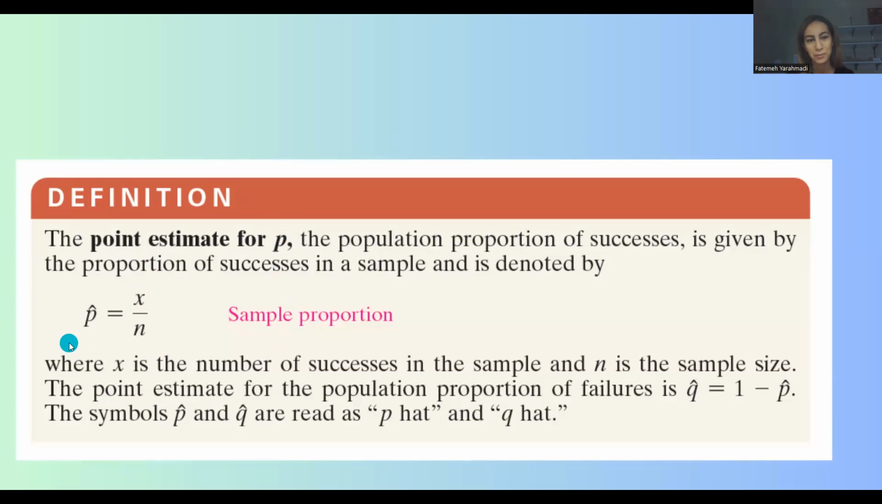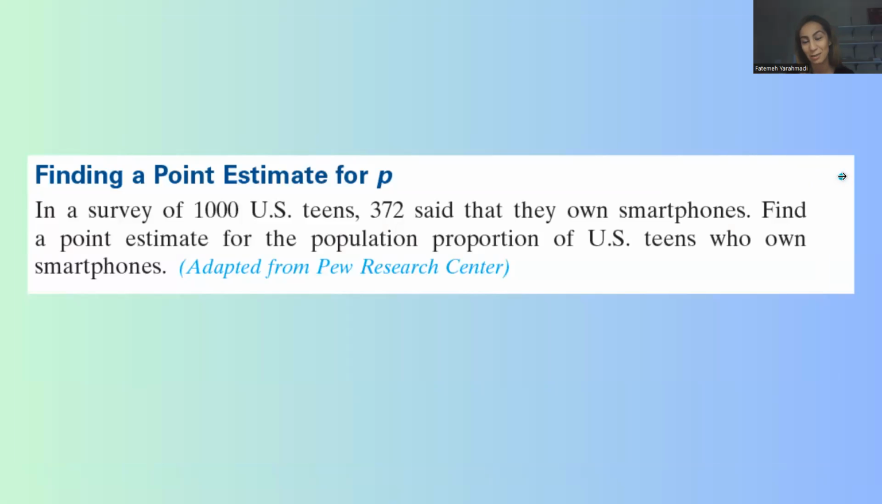X divided by N. X is the number of successes or the number of yeses in that sample, and N is your sample size. The complement of P hat is Q hat, for the proportion of failures, which is 100% minus P hat, or 1 minus P hat. So now that we learned about the formula, we're interested in knowing the example, how to apply this formula.